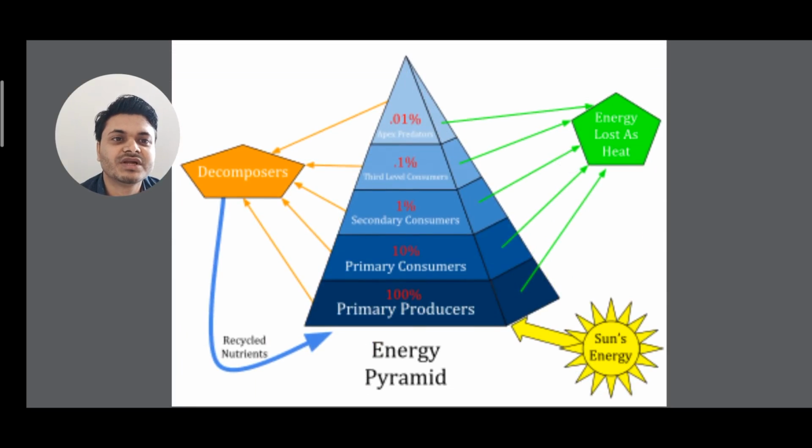So you can see one more energy pyramid given, with decomposers, isn't it? See, primary producers 100%, then primary consumers 10%, then secondary consumers 1%, then third level consumers 0.1%, then the highest one, fourth level consumers, 0.01%. You can see how the energy is decreasing in each successive trophic level. That means 10% is being passed and 90% is being deducted.